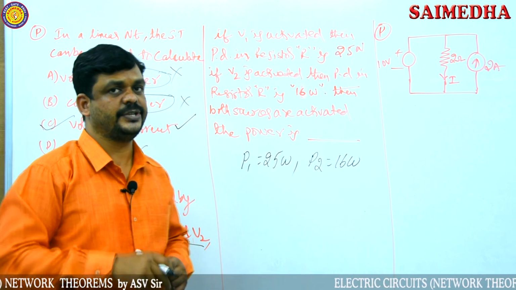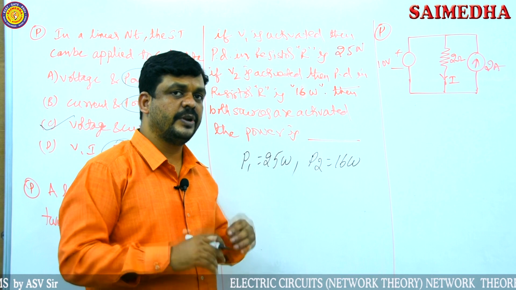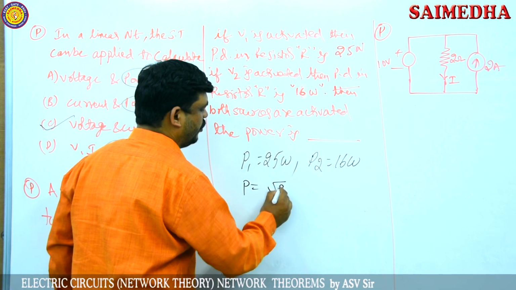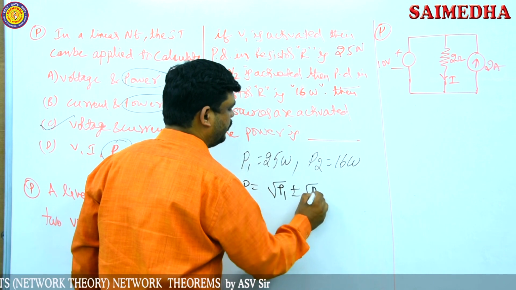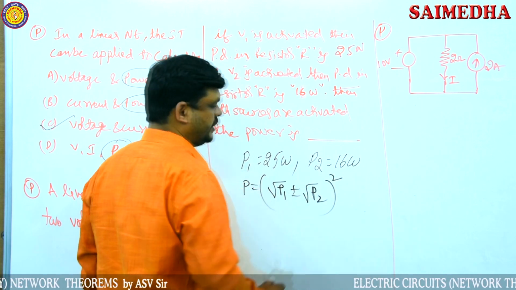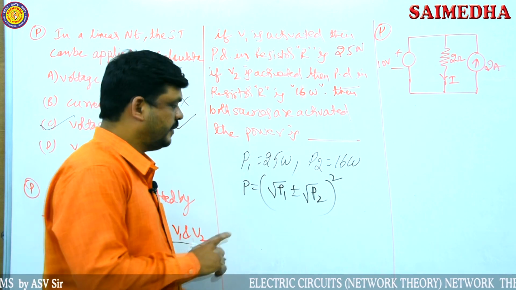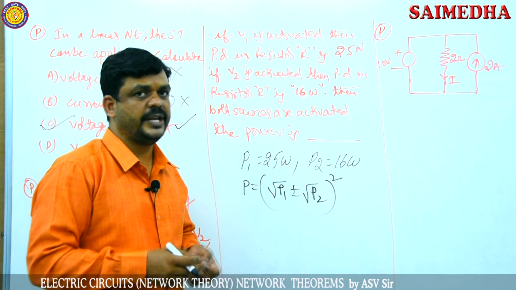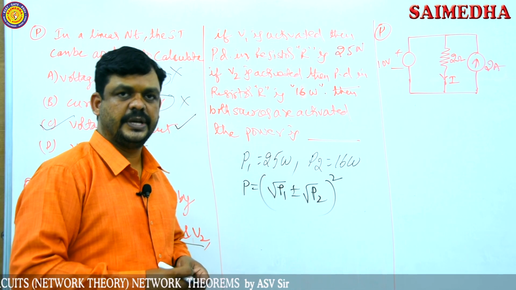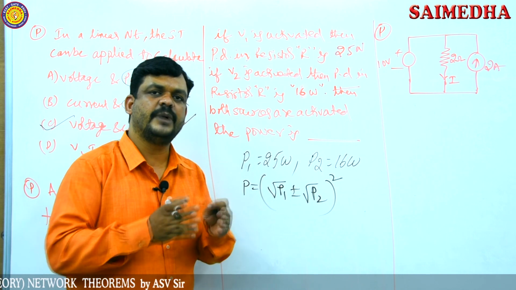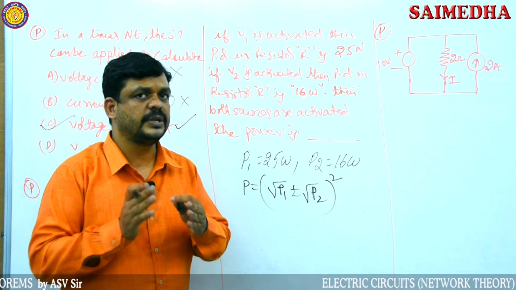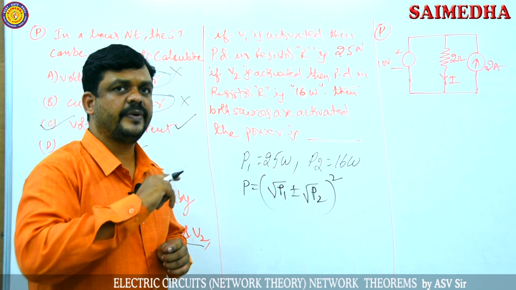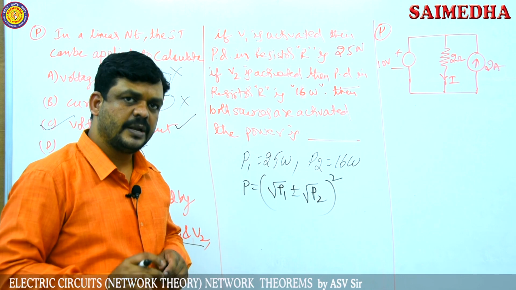So from the current equation we wrote one standard power equation. The total power is equal to square root of P1 plus or minus square root of P2, whole square. This equation is for power measurement purposes. But the superposition theorem is applicable for current and voltage parameters. Total current is the sum of individual currents, and total voltage is the sum of individual voltages. But don't write that total power is the sum of individual powers. So for power determination, the superposition theorem is not applicable.